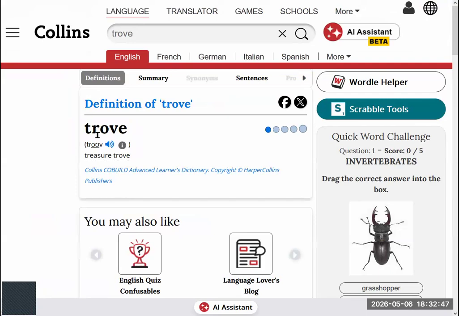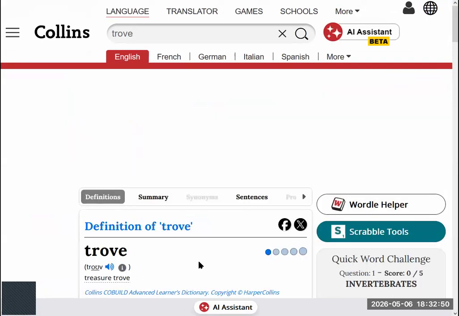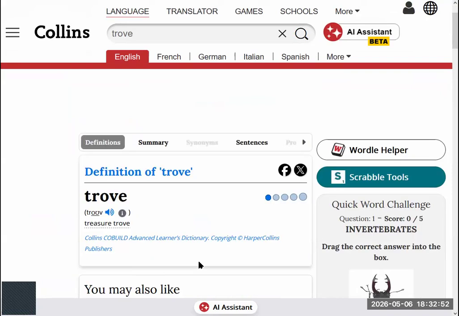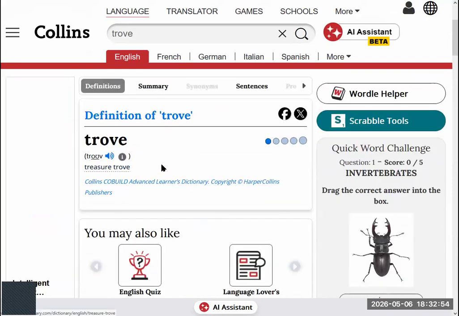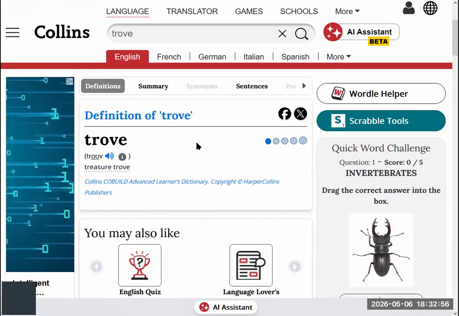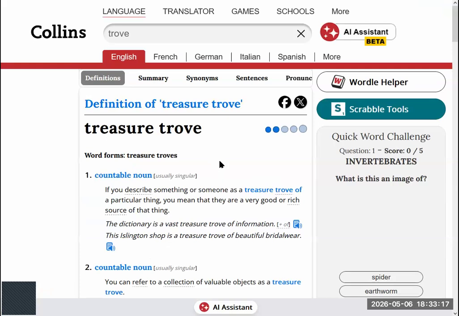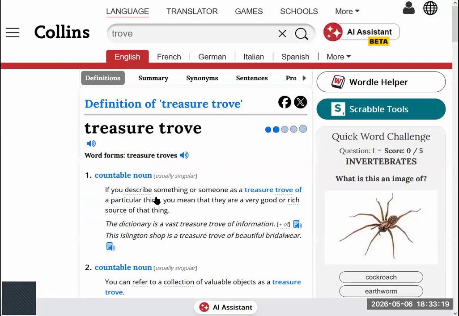So trove, as it describes here, almost always goes with the word treasure. When you're talking about treasure, you talk about a treasure trove. If you do some metal detecting, so you use a special machine to detect if there's metal buried in the ground, and you find treasure, you always talk about it as being a treasure trove. So let's click on the phrase treasure trove and see what it says there.